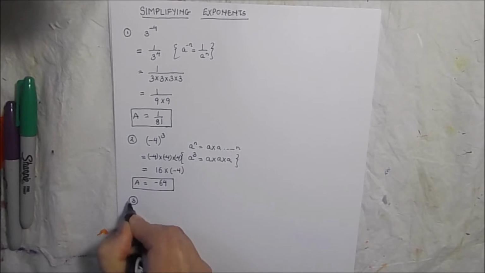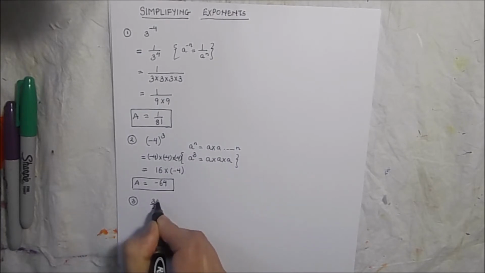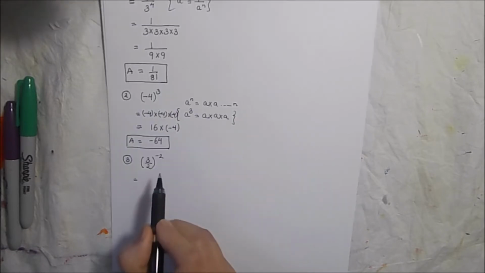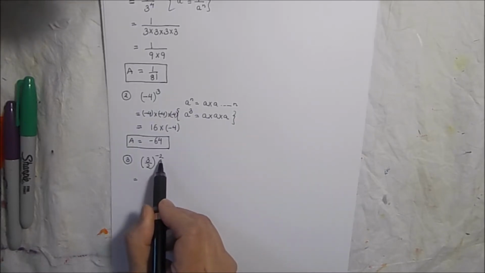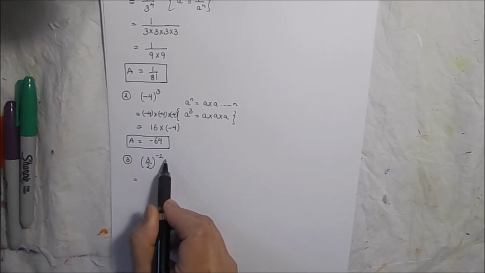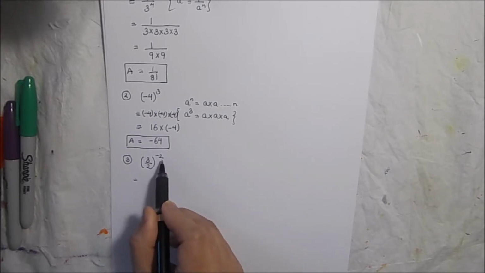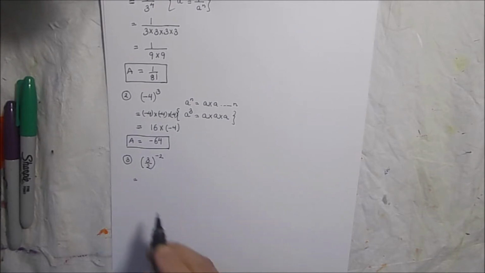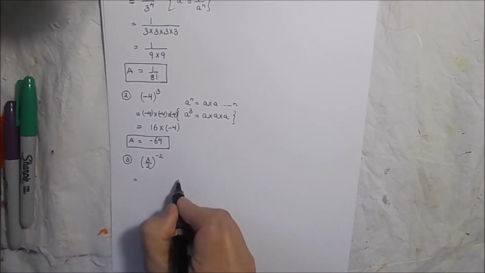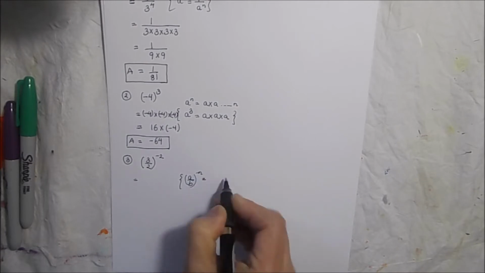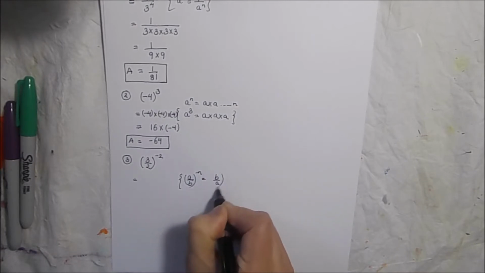Let's take another example. Here we are taking a fraction: 3 over 2 to the power negative 2. In this example, we see that the exponent is a negative exponent. So we just have to use the negative exponent rule to make the exponent positive. According to the negative exponent rule for a fraction, a over b to the power minus n will be equal to b over a to the power n.